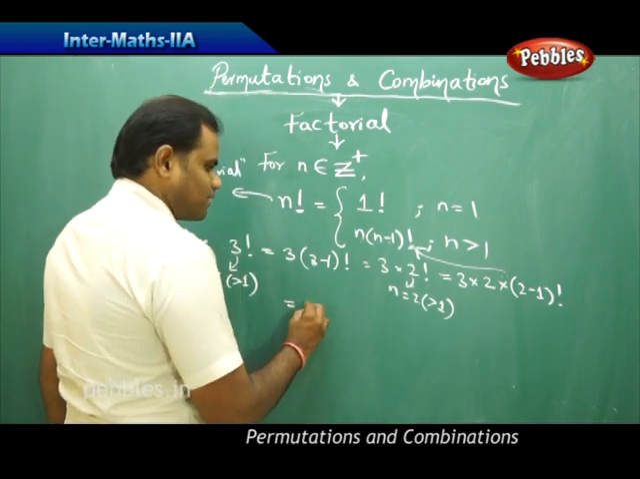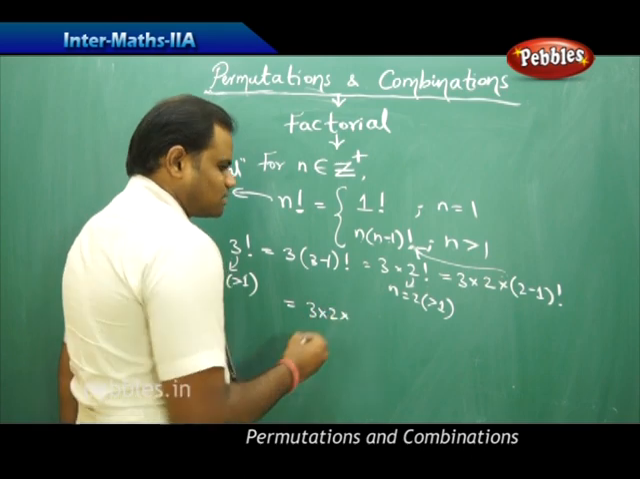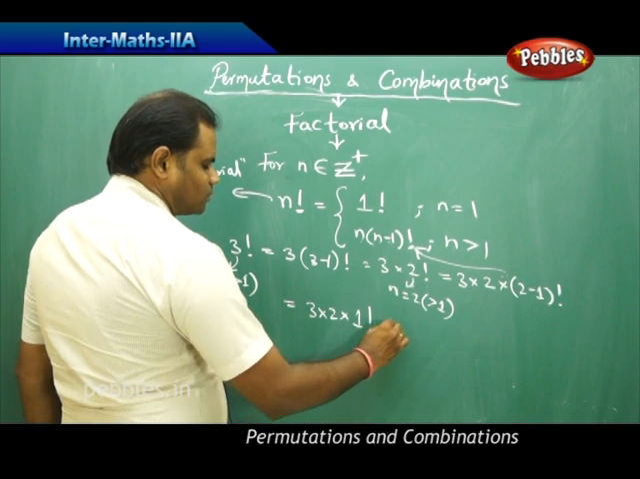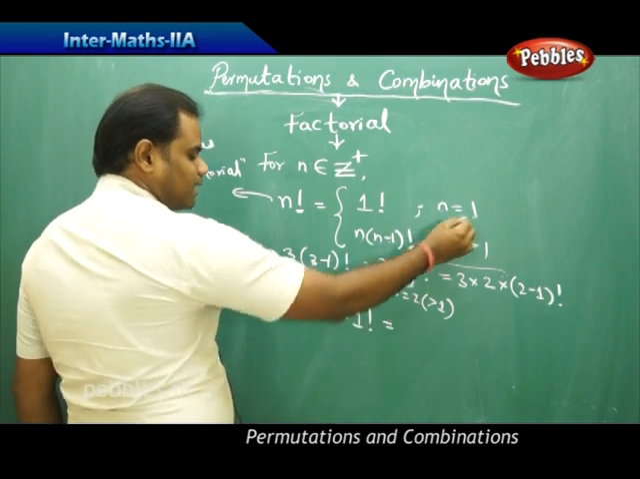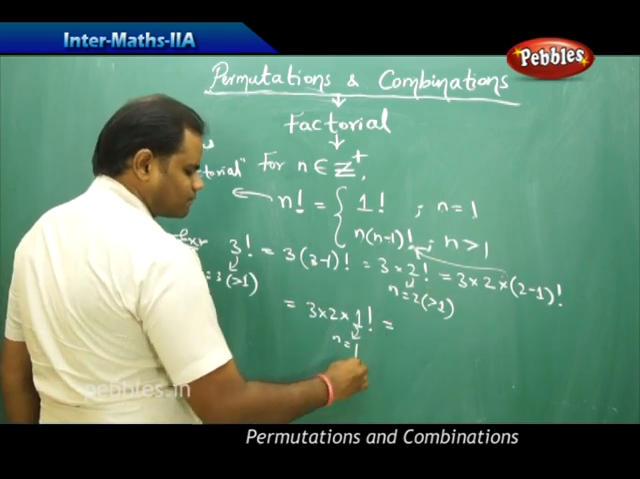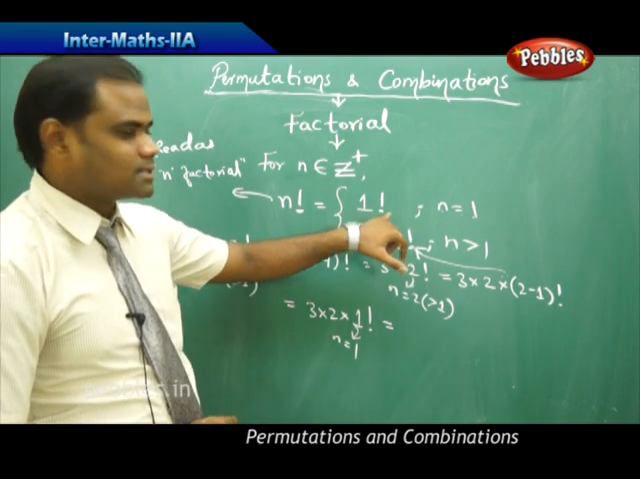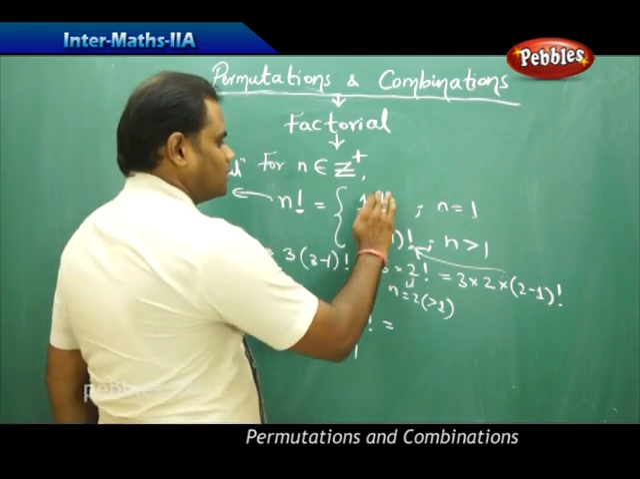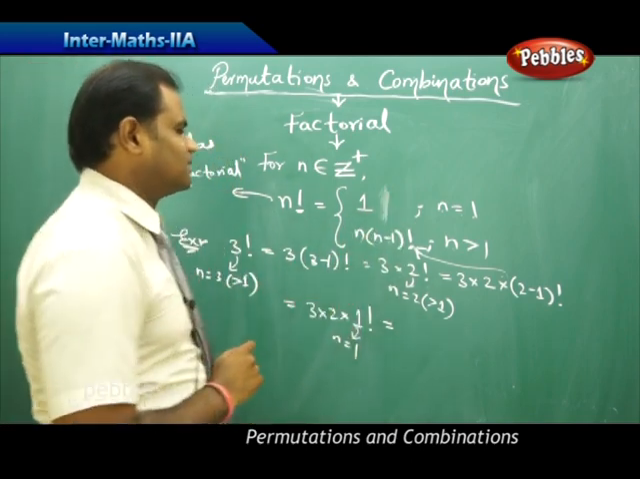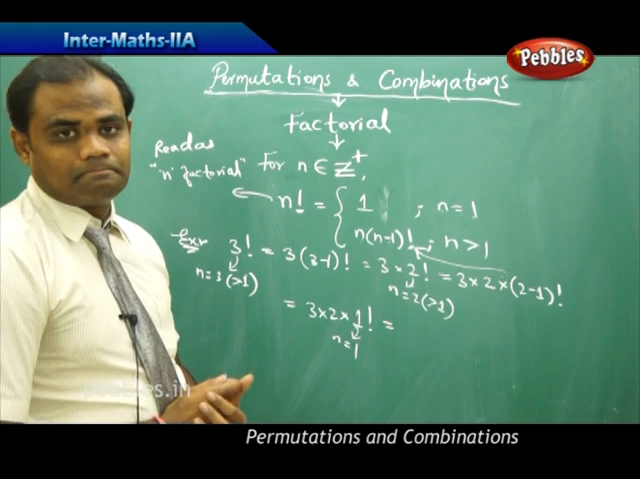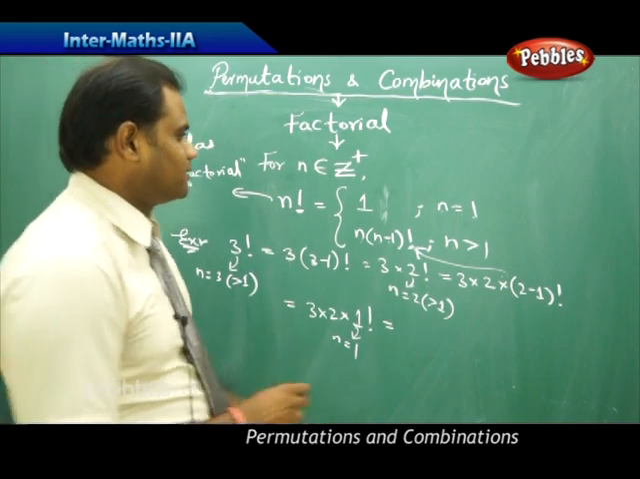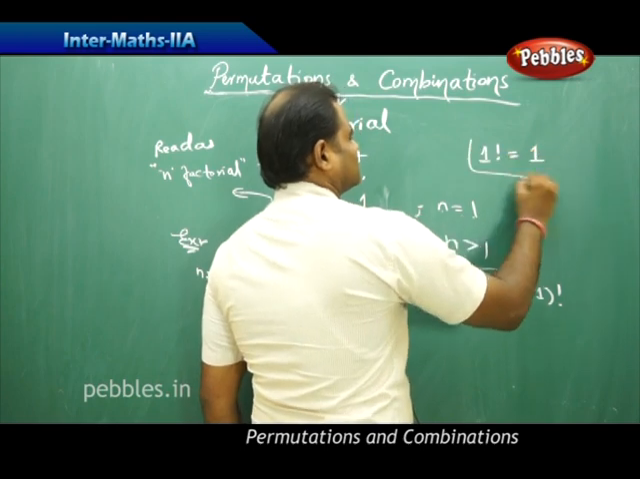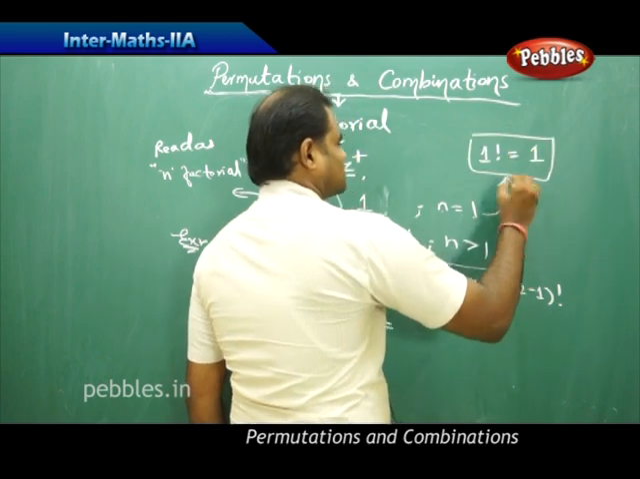Then further simplifying this, 3 times 2 times (2 minus 1), which is 1 factorial. Finally, where n is equal to 1, I use the first case, where n equal to 1 implies n factorial is 1 factorial, which is 1. That is, I get this to be 1. 1 factorial is identified as equal to 1 using this case.